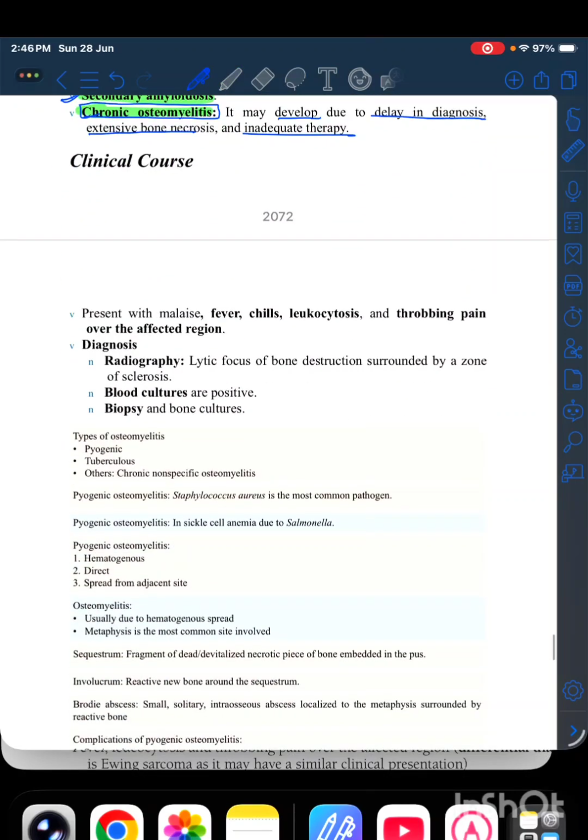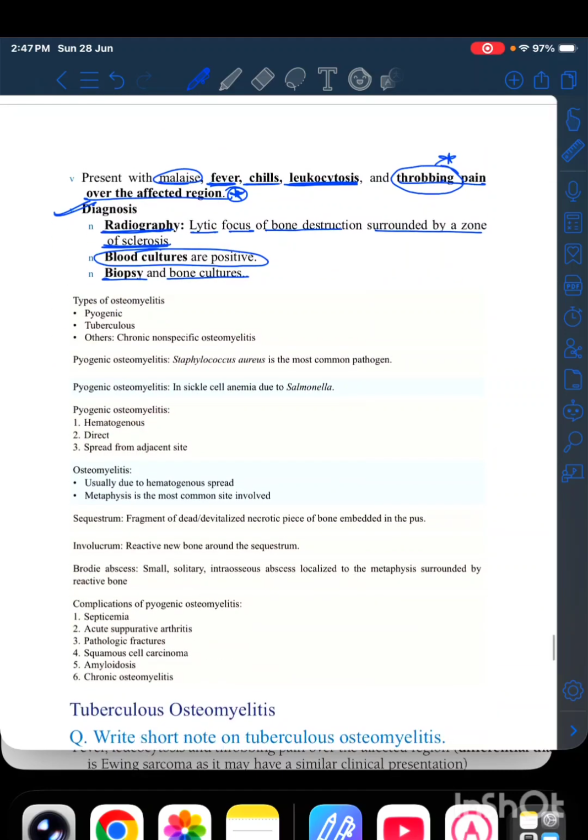Then we have the clinical course. What does the patient present with? Malaise, fever, chills. There will be an increase in the leukocytes, and throbbing pain over the affected region. Diagnosis will be done by radiography: a lytic focus of bone destruction gets surrounded by a zone of sclerosis. Blood cultures are positive for the bacteria, biopsy, bone culture.